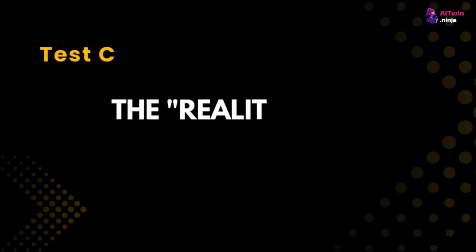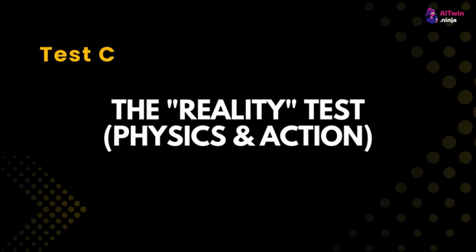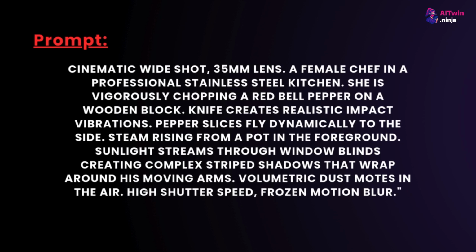In this cinematic face-off, Kling dominates realism, Veo delivers the strongest emotion, Wan impresses with visual polish, and Seedance balances mood and story but still needs finer realism refinement. Test C, the reality test, physics in action. For this test, we'll use the following prompt. This prompt stresses every model at once: physics, motion, lighting complexity, and tiny environmental details, making it perfect for exposing which engine delivers true cinematic realism.